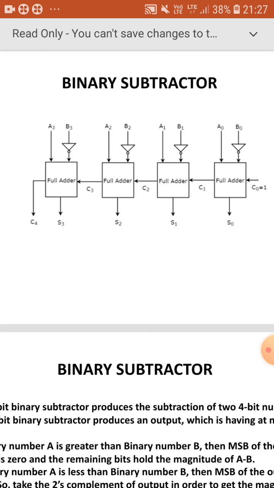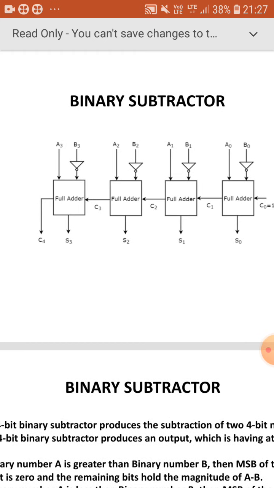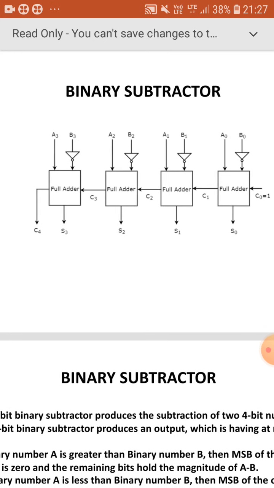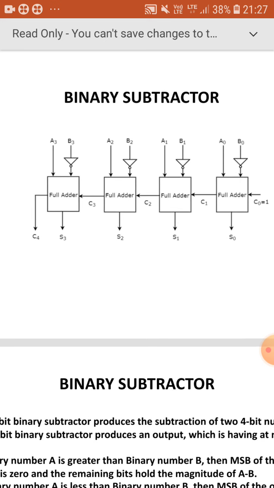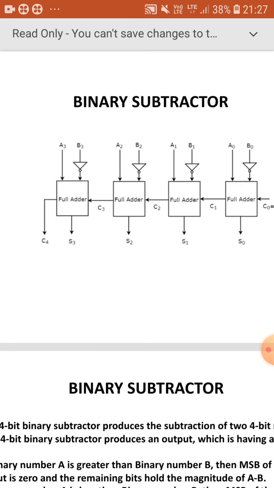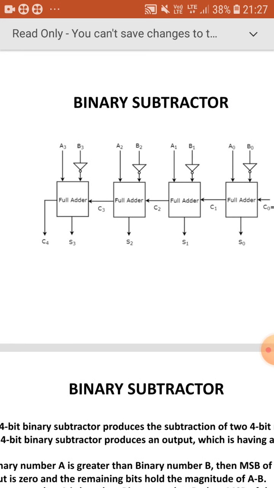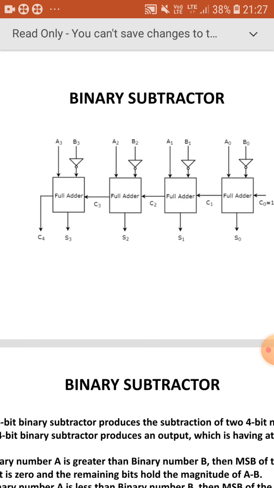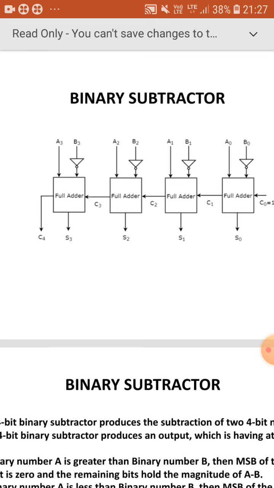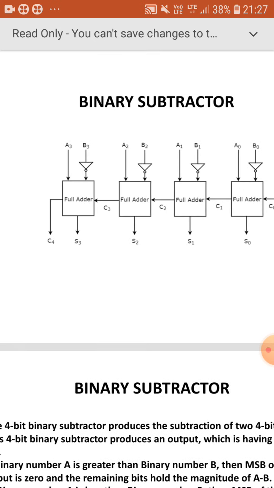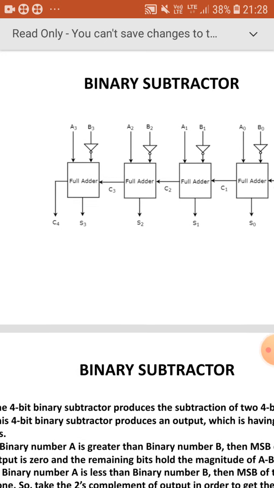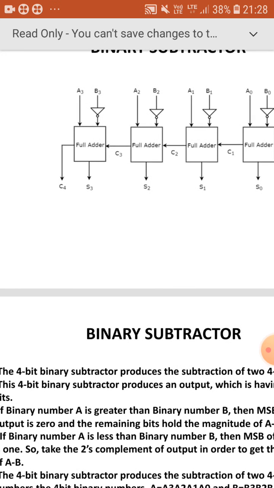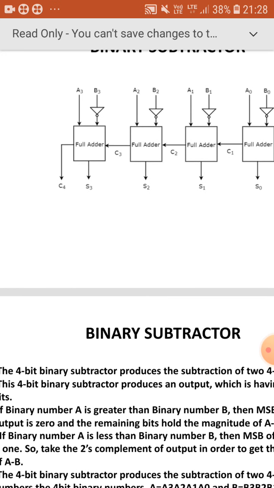Now the carry is applied to the third full adder. The third full adder adds A2, B2 bar and C2. Then the result will be S2 and C3. S2 is the sum bit, C3 is the carry bit. This carry bit is applied to the fourth full adder. The fourth full adder adds A3, B3 bar and C3. Then the result will be S3 and C4.